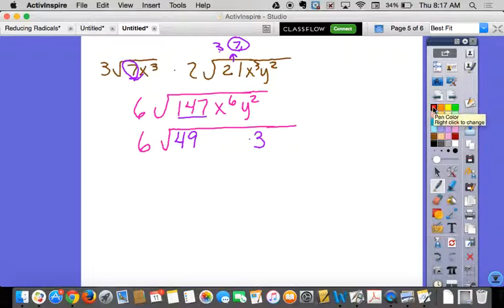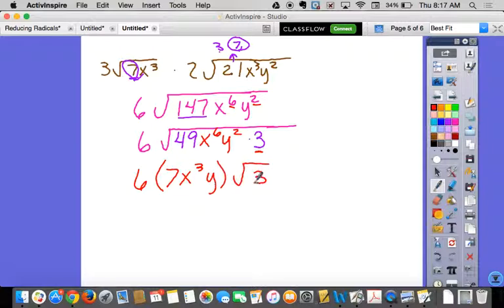Then you come in here and take your variables. Well, everybody's even, so they're all headed out because both of them are divisible by 2. The only thing that's going to be stuck is your little 3. So your 6 is waiting out there. Square root of 49 is 7, and then you're going to divide both powers by 2. All right, so 6 times 7, 42, x to the 3rd y, square root of 3. And these need absolute value bars.